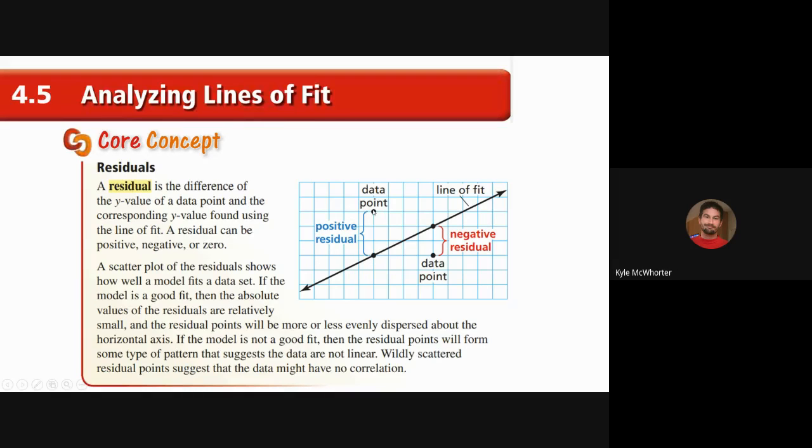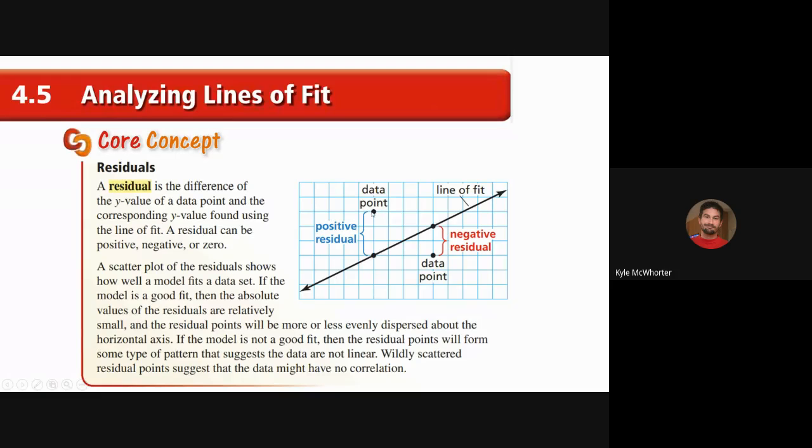So for every data point, you just do the y value of the data point minus the y value of the line. So that gives us the difference between the actual data point and the line, which is our prediction, our line of fit that we're trying to say represents all of the points at once.